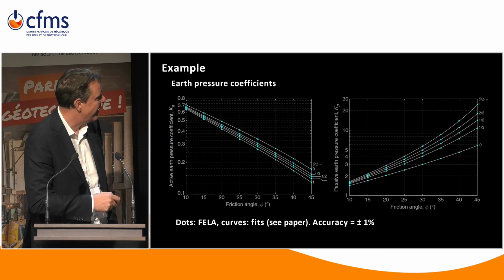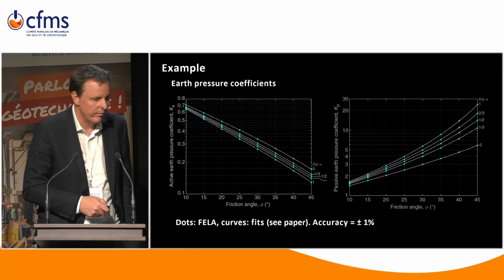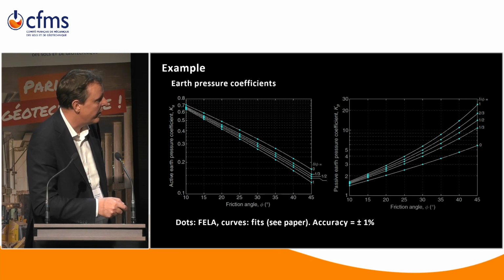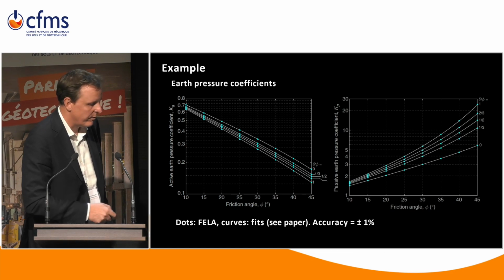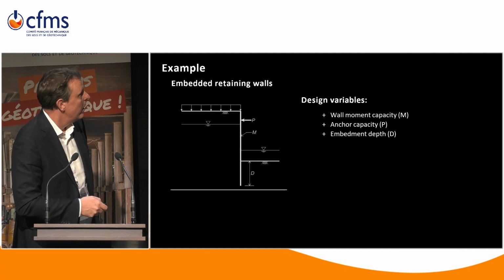The dots here are the actual finite element limit analysis calculations, and there's also some fits which are very good. They're in the accompanying paper, which I believe will come out very soon. The accuracy here is plus minus 1%, I say, but that's really the worst case scenario accuracy. The actual accuracy is probably something more like 1/10 of that, so plus minus 0.1%.